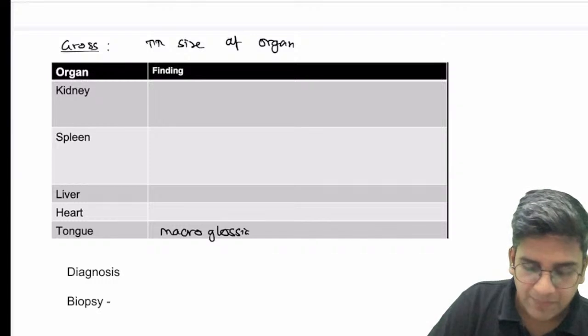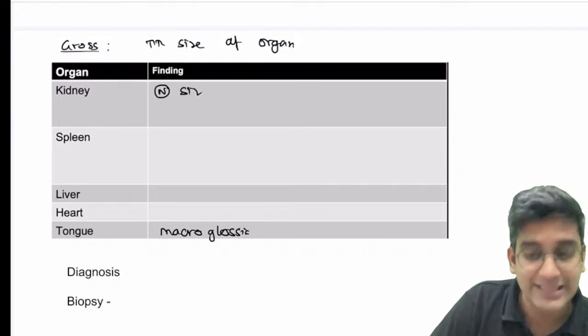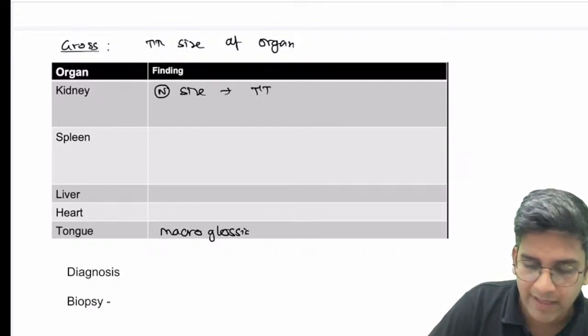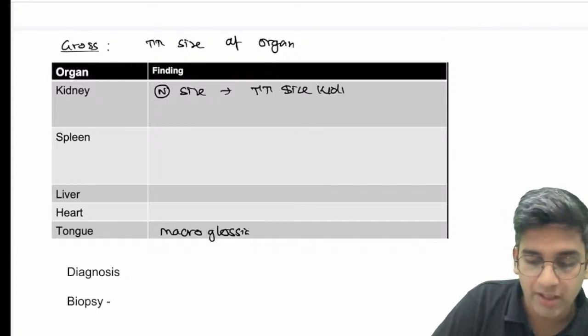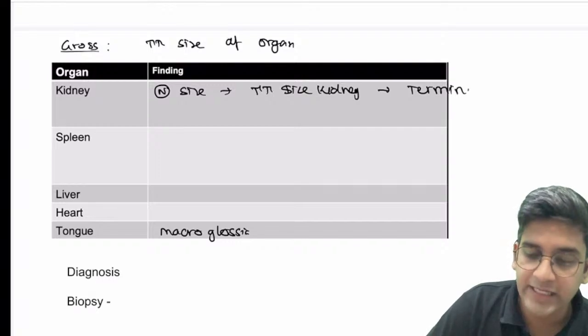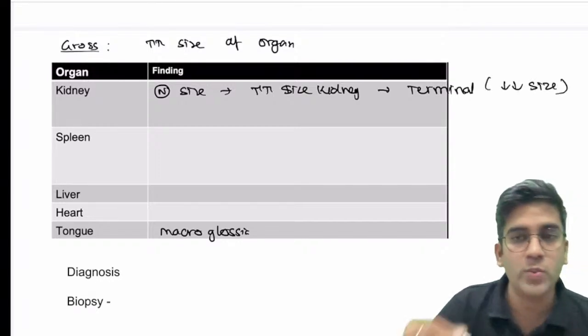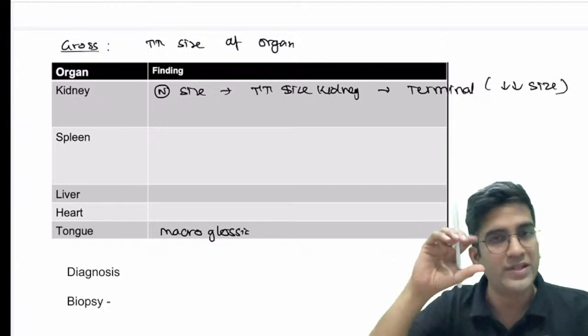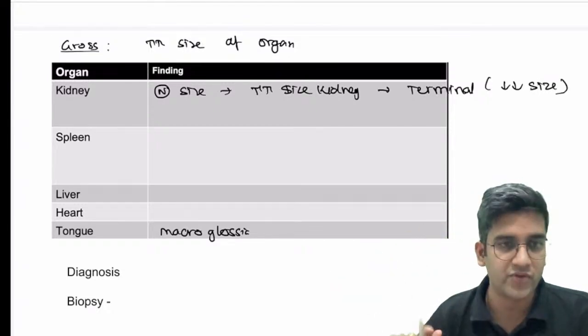In the kidney, I can have a normal size in the start, which might increase to an enlarged kidney. Later on, at the terminal stage, the kidney will shrink for sure. There will be a reduction in size of the kidney because the amyloid always deposits in the perivascular area, which compresses the blood supply and causes atrophy of the kidney.